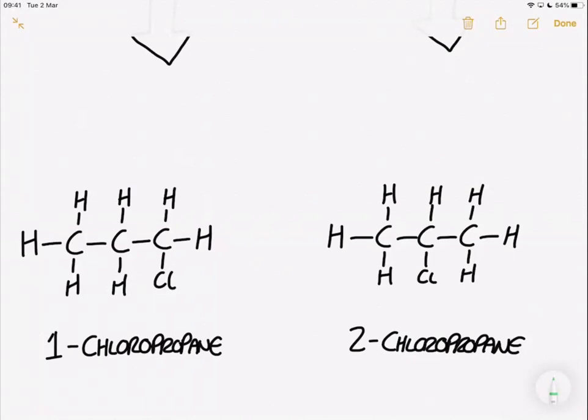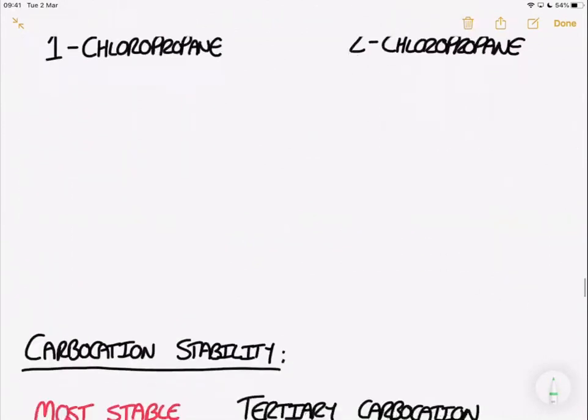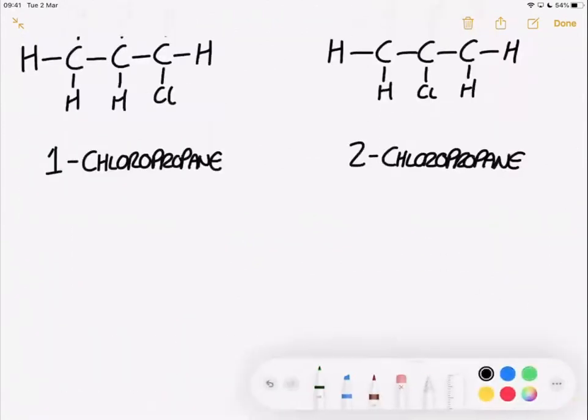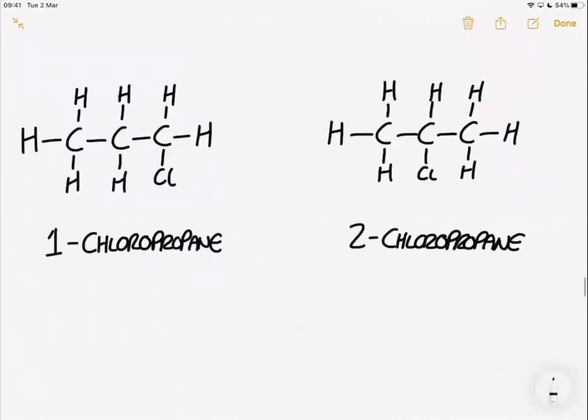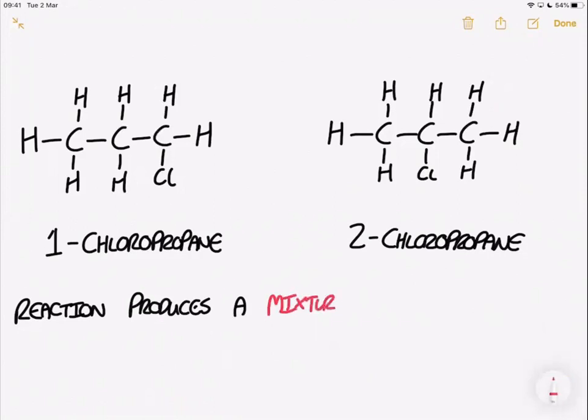So, right, the facts are this reaction produces a mixture. The short version is you actually get both of these position isomers. You get 1-chloropropane and 2-chloropropane. Okay.